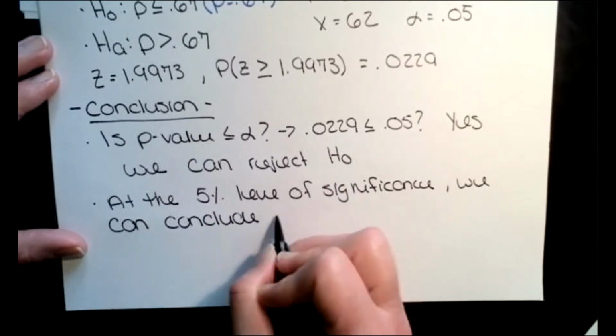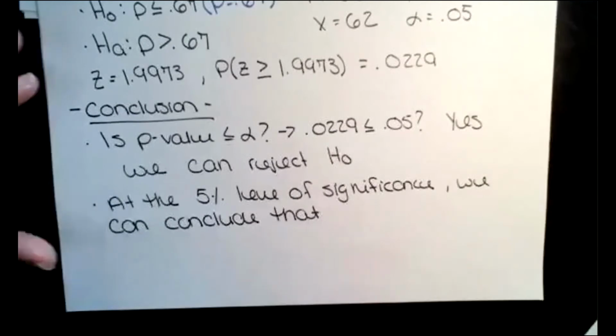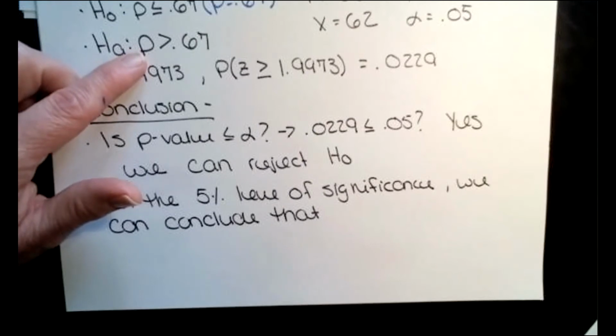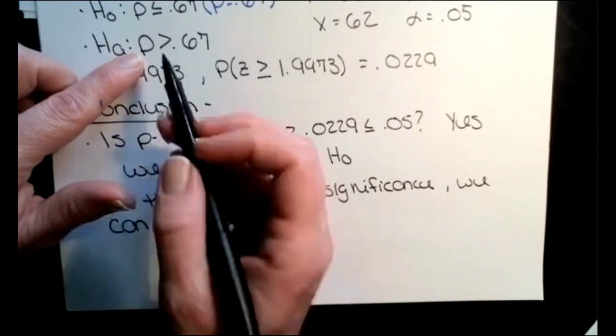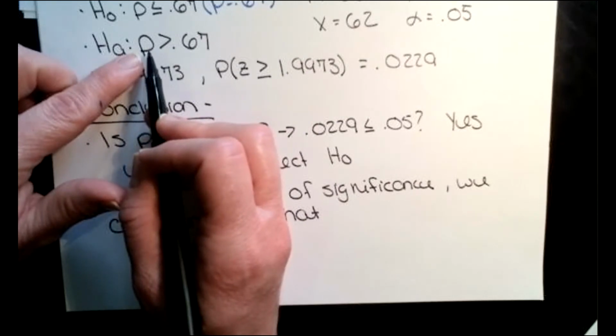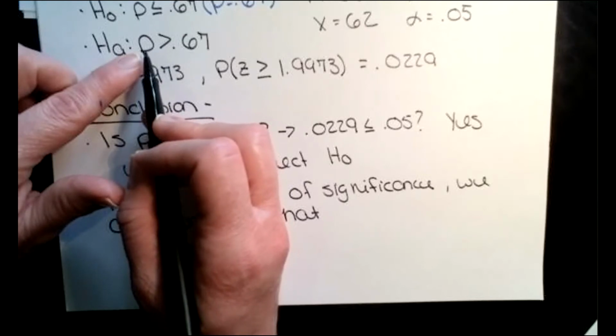conclude that, and now I'm going to write my goal. Or when we look at our HA right here, right? My goal is my HA, right? So my goal is just my HA written out in words. So I have to remember what P was, right? P is the population proportion of RIT students who approve of the university's admin. So I want to write it out in words.